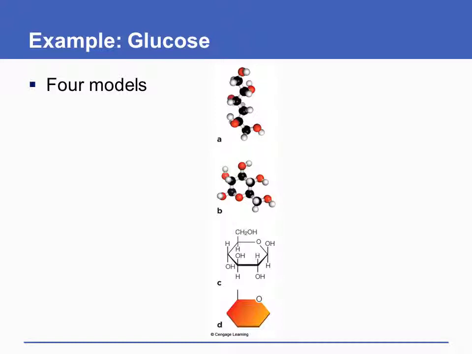Here's part B. We can see, again, ball and stick model for glucose, just a different angle. In part C, glucose is represented using a ring structure. And then D, the same idea. But there are different ways to represent glucose, and this is just my way of introducing those different ways to you.